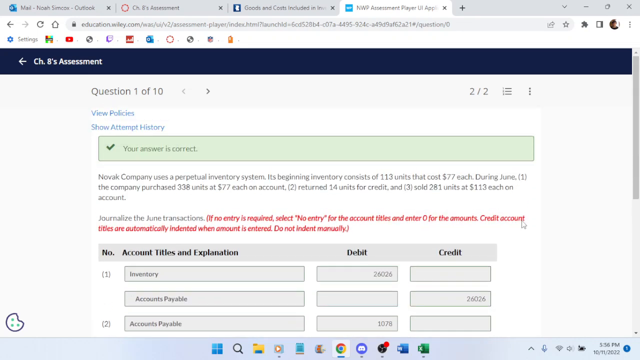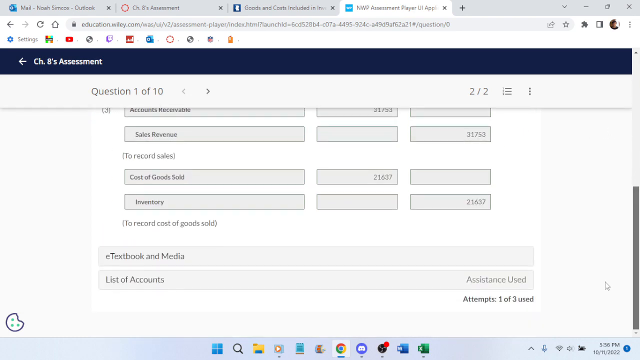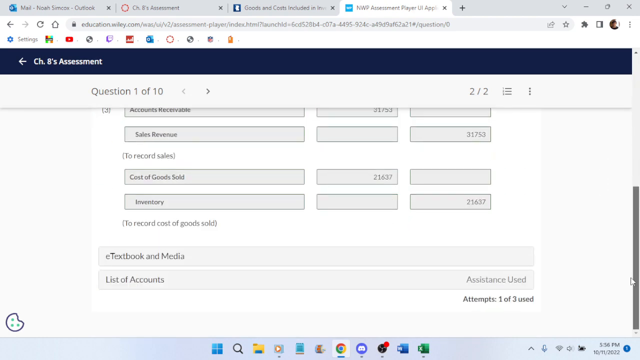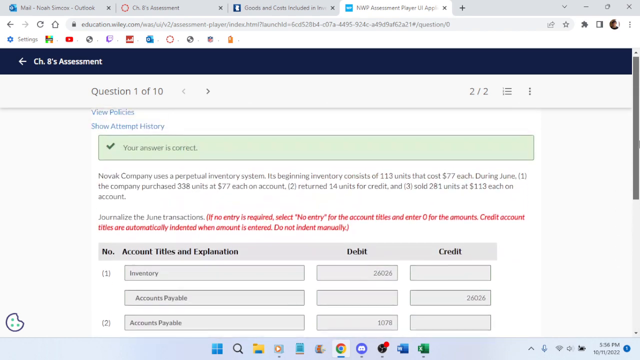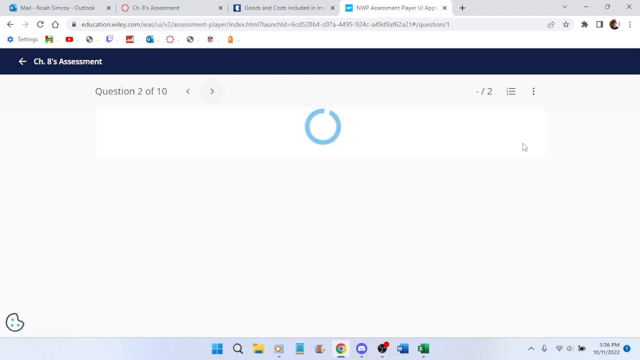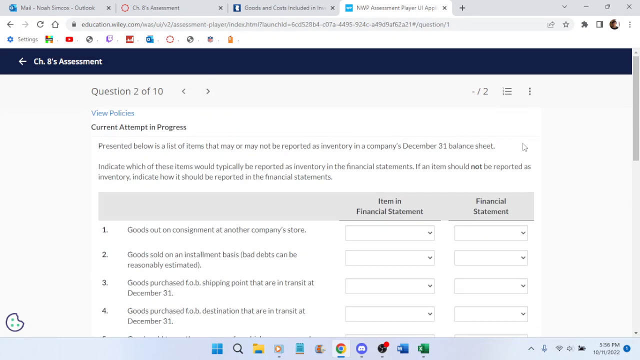Yay, I'm correct. One question done out of 10. Oh, why are there 10 questions anyways? The last one had 5 questions, I thought. Well, maybe the last one only had 7 questions, but still, this is 10 questions. This is the whole question.